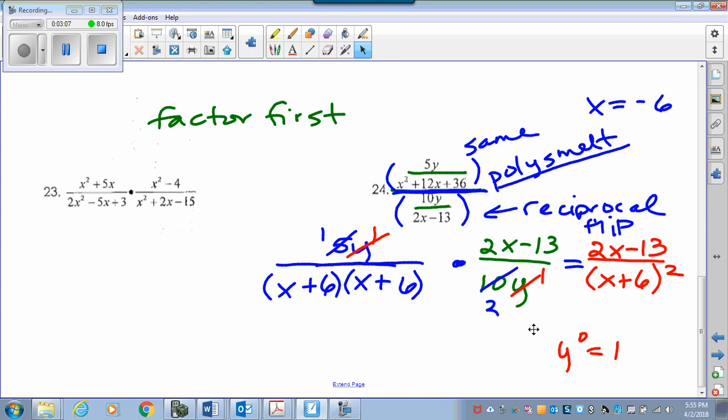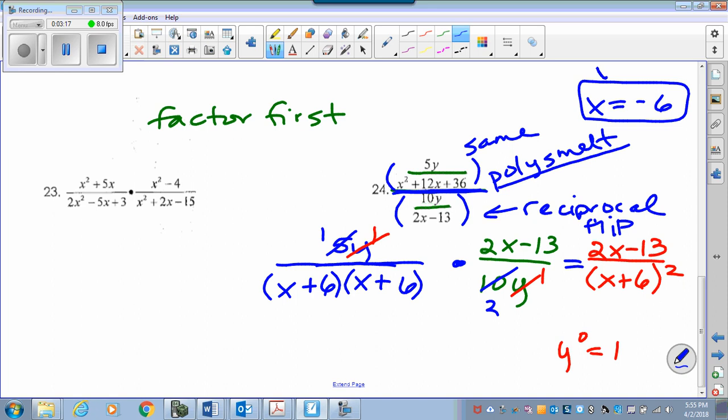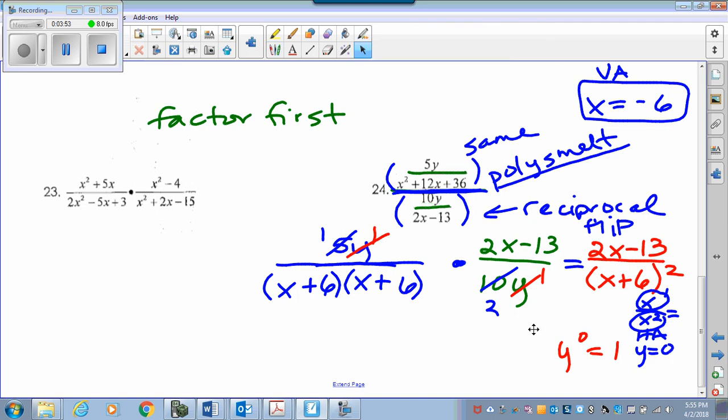And that is it. Looking at this, do I have a vertical asymptote? Yes, I do. When x is negative 6, that's going to be your vertical asymptote, because that will make your denominator 0. And then since this is x squared, basically it's x over x squared, my horizontal asymptote is going to go to 0, because my denominator's exponent is bigger than the numerator's. x squared is way bigger than just x. So if you were to graph that, you would see that it would look like that.